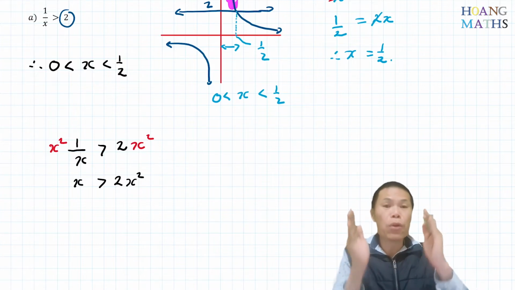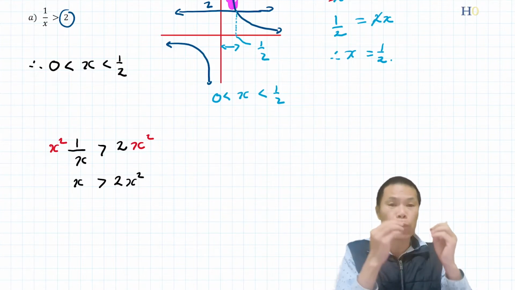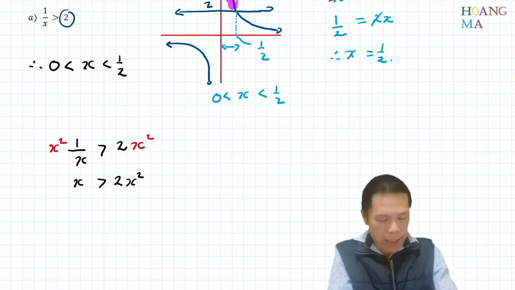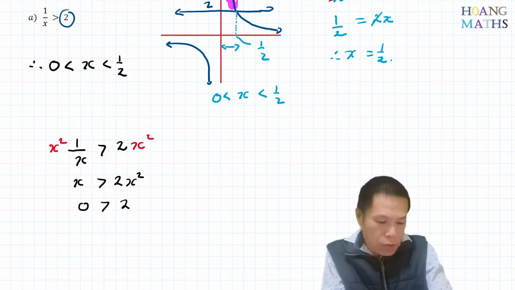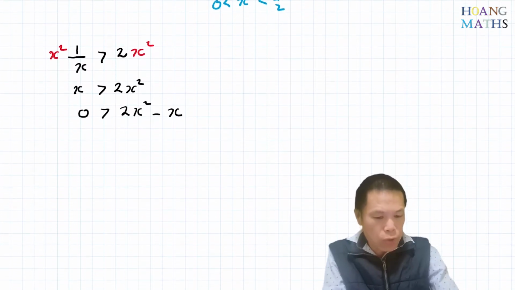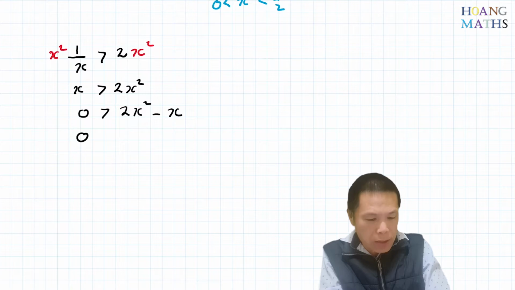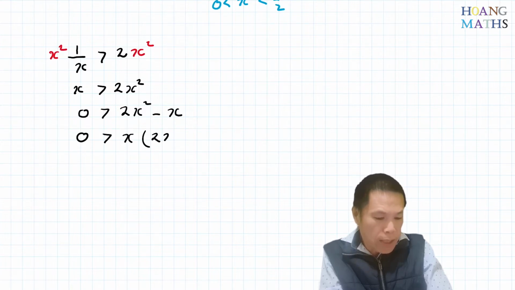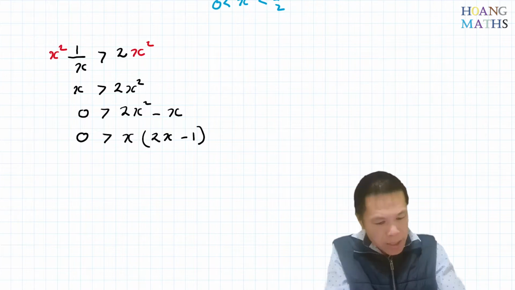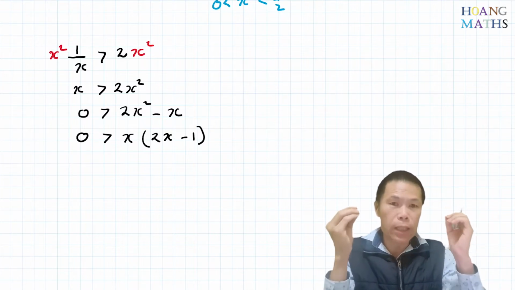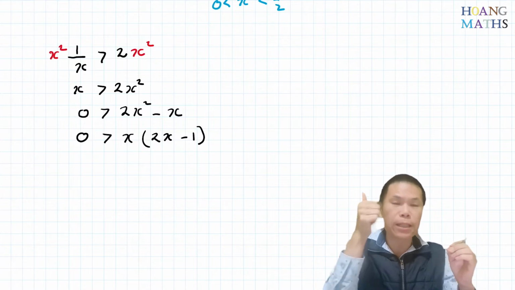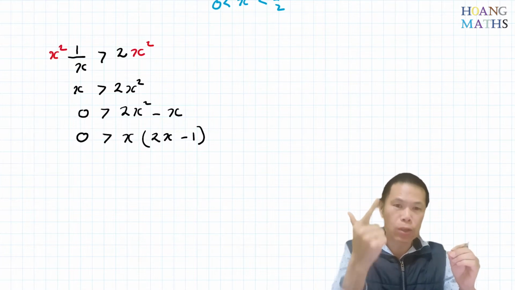So I'm just going to move x to the other side, and then we solve it by factorizing. So 0 is greater than 2x squared minus x. And then I just factorize it: 0 is greater than x times 2x minus 1. Now, just imagine x times 2x minus 1 is equal to 0. So we will have x equals 0 or x equals 1/2.